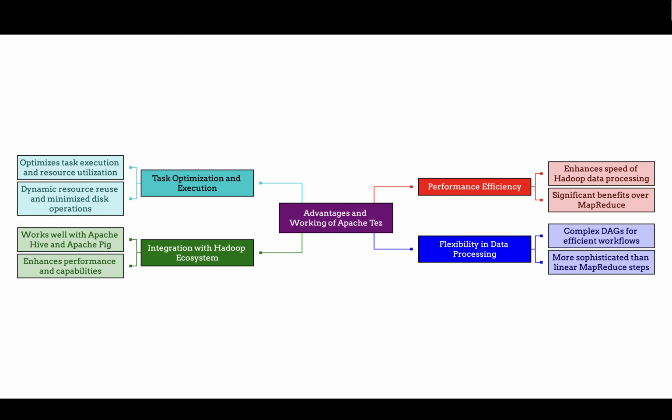Advantages and working of Apache Tez. 1. Performance efficiency. Tez enhances the speed of Hadoop data processing applications, offering significant performance benefits over traditional MapReduce, especially for complex queries and pipelines. 2. Flexibility in data processing. Its ability to define complex DAGs allows for more sophisticated and efficient processing workflows than the linear steps in MapReduce.